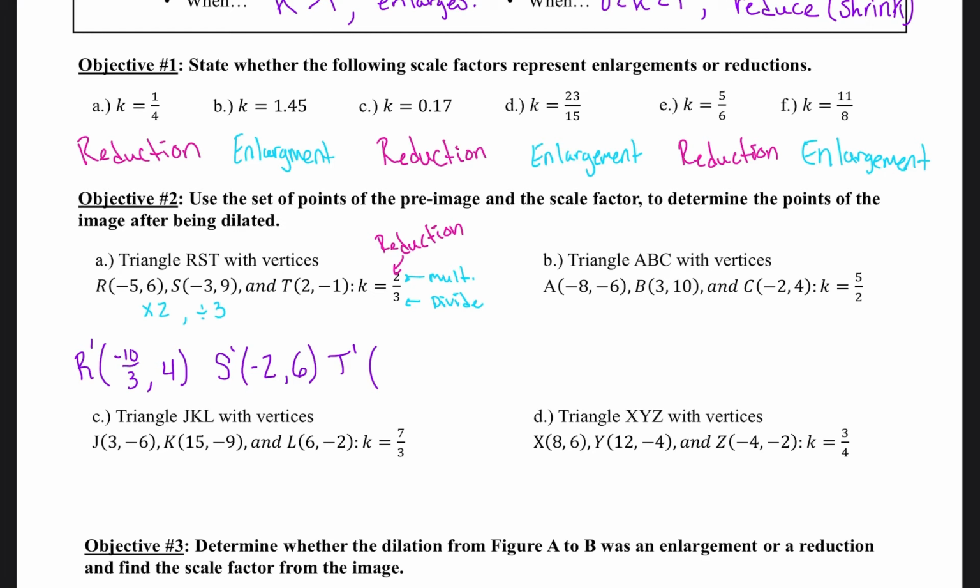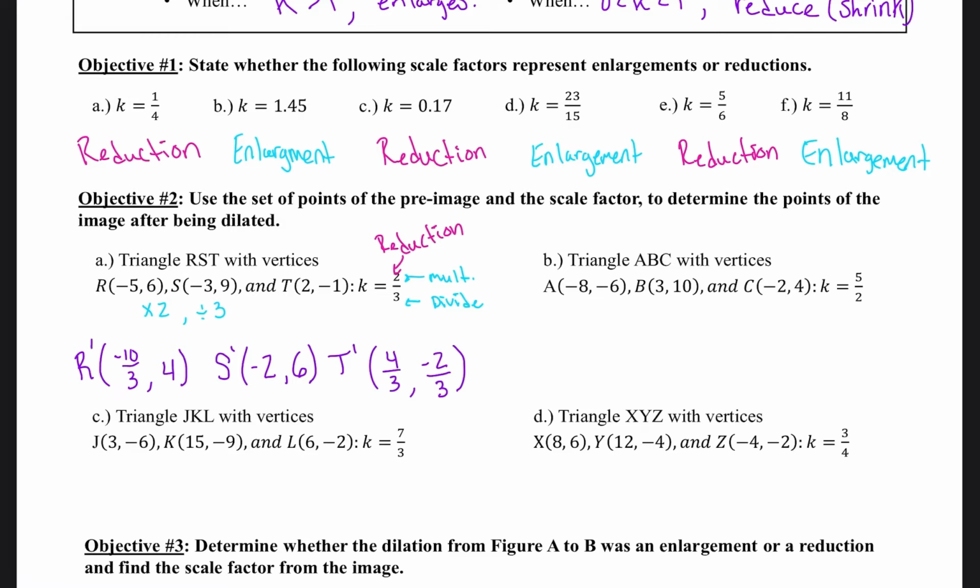And for T prime, 2 multiplied by 2 is 4. 4 divided by 3 is 4/3. I can't divide it, so I'll leave it as a fraction. And last, that -1. -1 times 2 is -2. -2 divided by 3 is -2/3. So those are my 3 solutions I'm going to end up with for that problem.